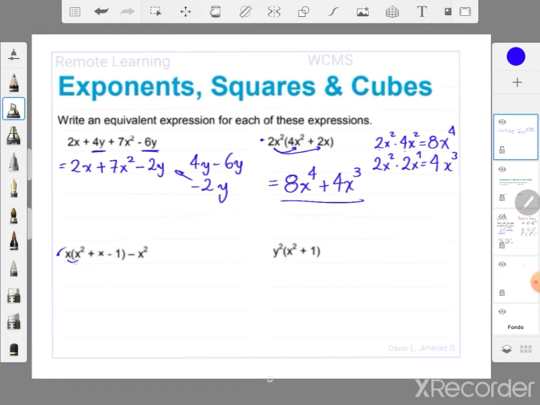We are going to multiply x times x squared. Okay, so what do we do? We keep the variable, the x, and we add the exponents. So remember, the exponent right here is 1. So what is 1 plus 2? It is 3. So we're going to have x to the third power.